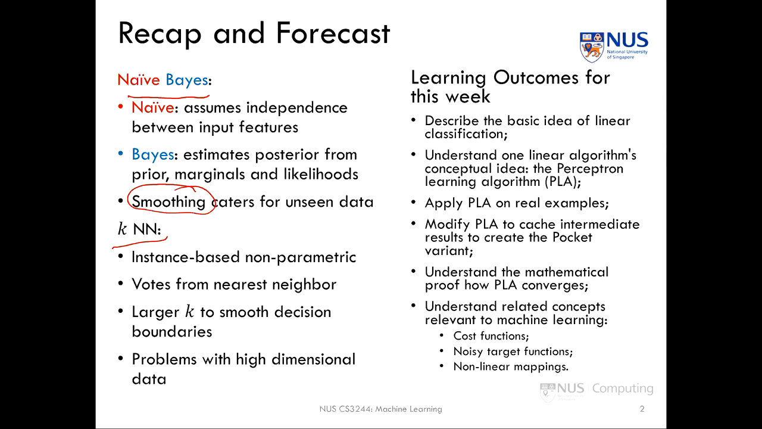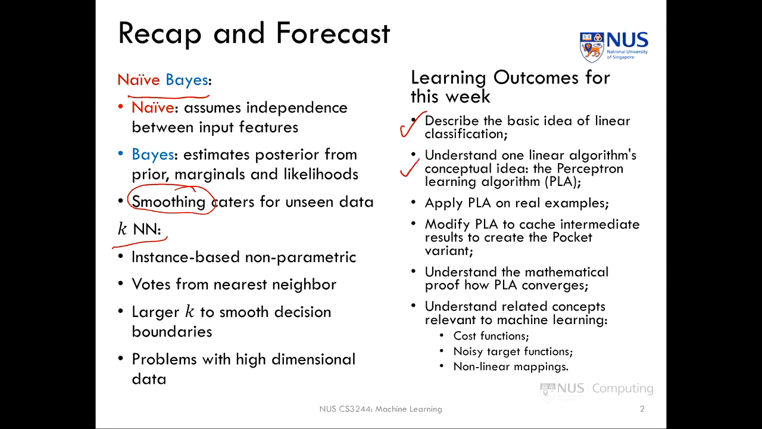Now let's talk about the learning outcomes for this week. We're going to describe the basic idea of what it means to do linear classification. And in particular, we're going to try to understand one of the basic linear algorithms' conceptual idea about how to do classification in an iterative manner. That's going to be the perceptron learning algorithm, or PLA for short.